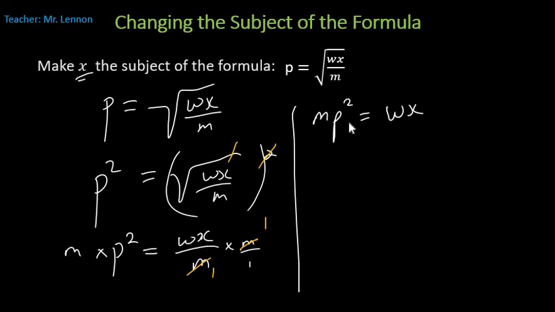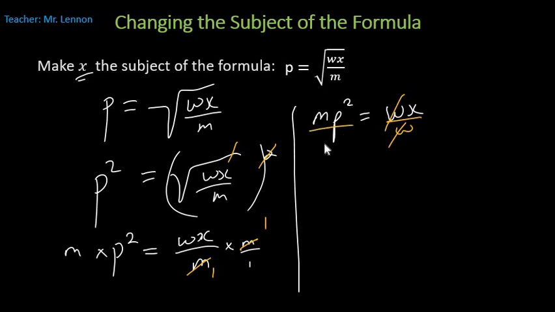Now, remember, we're trying to make x the subject of the formula. So we need to isolate x by removing the w. But we need to pay attention to how w is connected to x. When we read this, what do we say? We say w times x, or wx. But w times x means that the two variables are connected by multiplication, so we remove any of them by division. Which one do we want to remove? We want to remove the w so that we could have the x isolated. So therefore we divide by w.